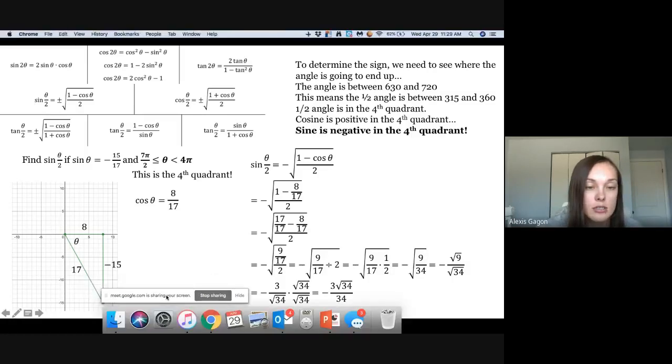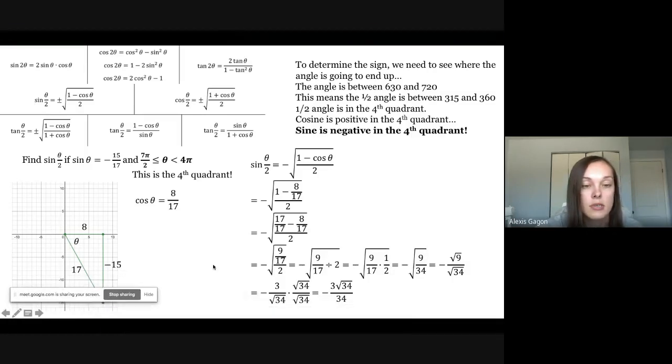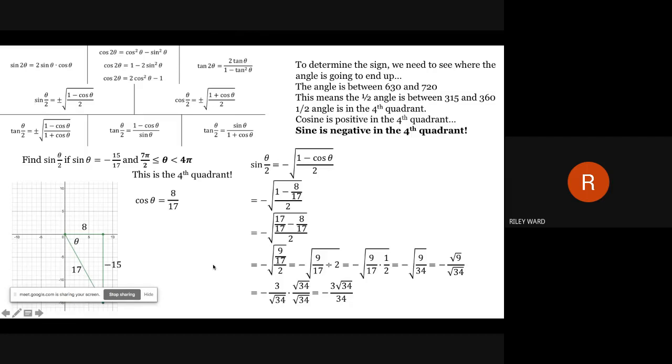Okay, questions on that one? So do you have to go and like figure out the angles and the half angles to find that it's in the fourth quadrant, or can you just use the inequality?